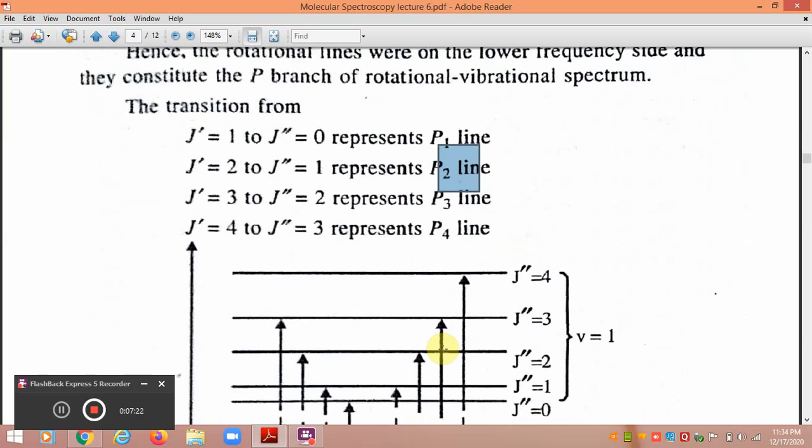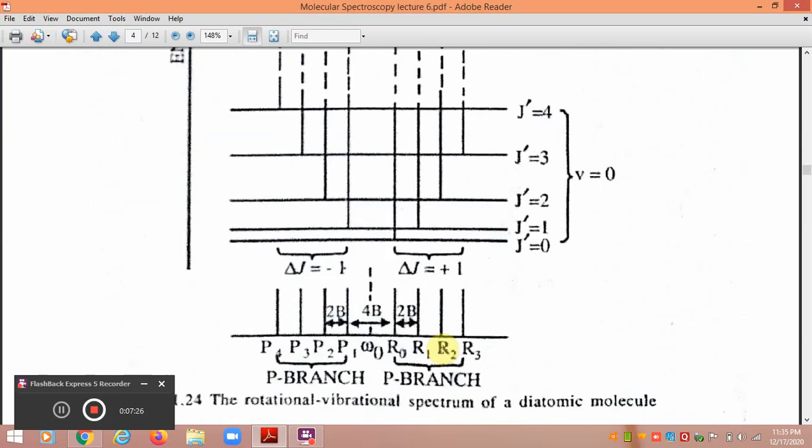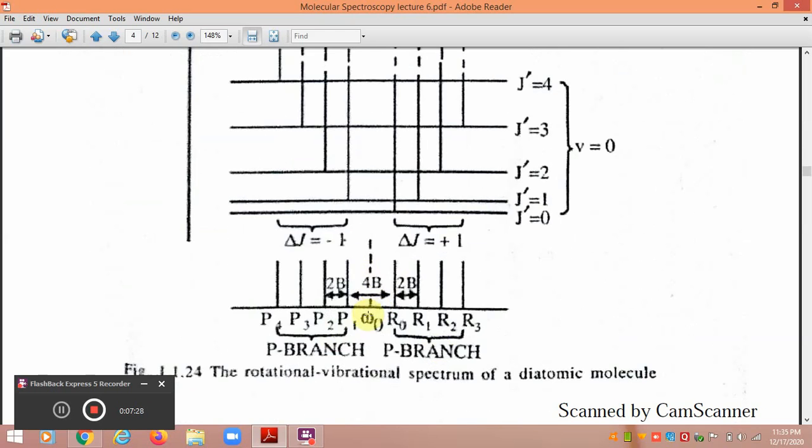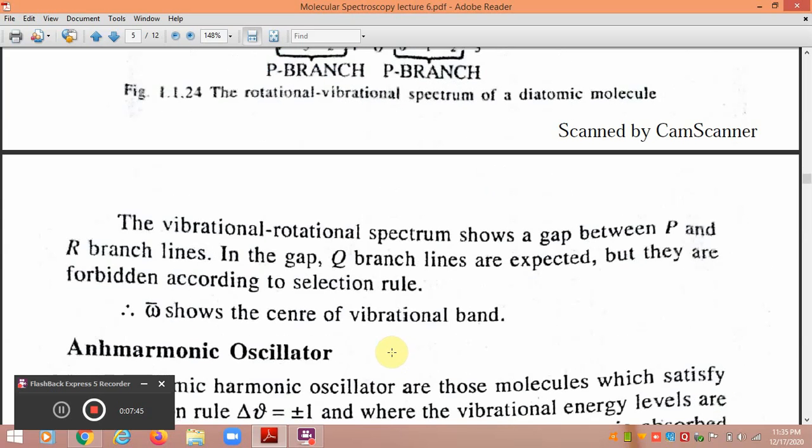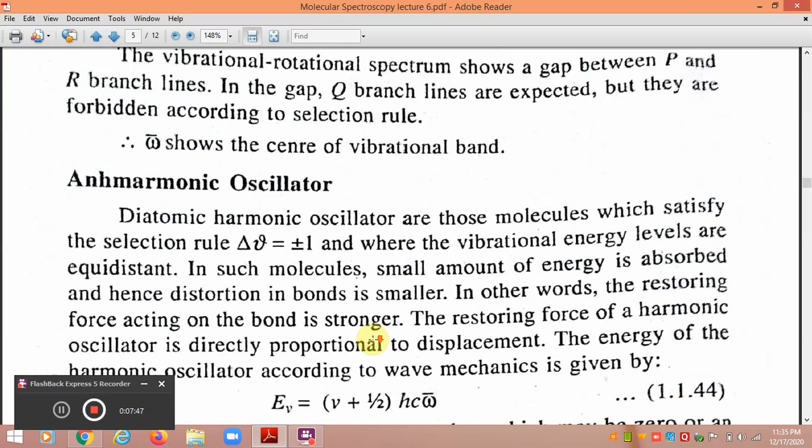In this way we are getting different P lines of the P branch, and this is the spectrum. Here this is the center. On the lower side there will be the P branch lines, and on the higher side there will be the R branch lines. So for this, delta V is equal to plus 1, delta G is equal to plus 1, and for this delta V is equal to plus 1 but delta G is equal to minus 1. And this is the case that we talk about here.